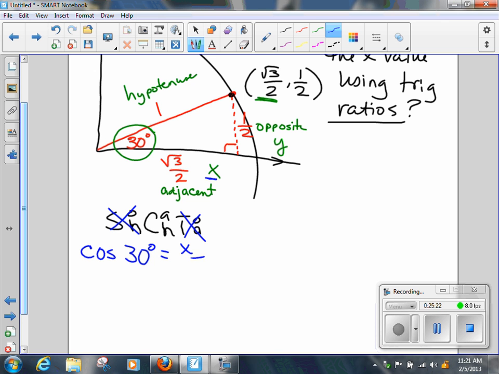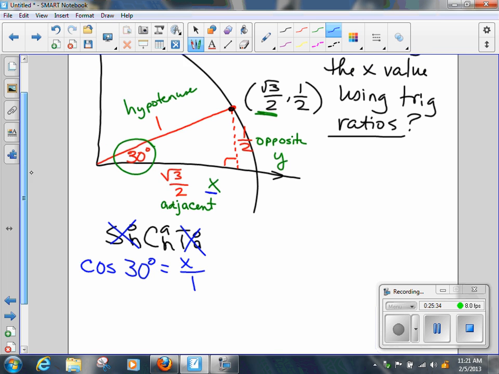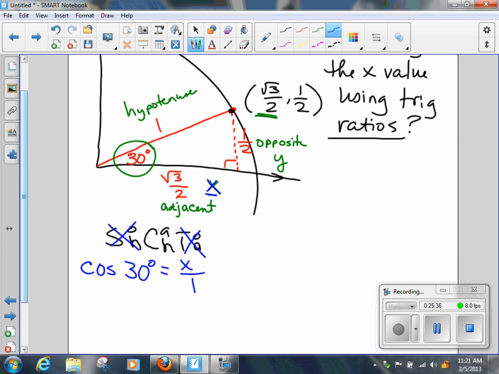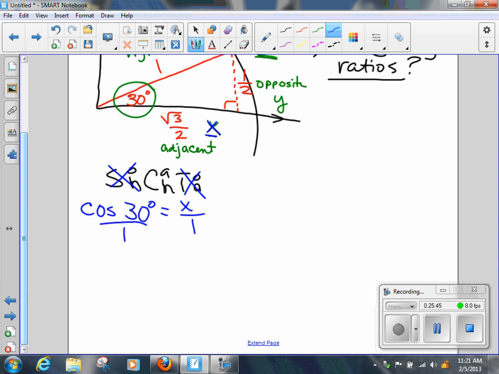Over the hypotenuse, 1. Okay? I want you to look at that. Because if I'm trying to find my x value here, is it my horizontal distance, my x value? Okay? Now, watch. If I solve this as a proportion, folks, it's going to give me x is equal to the cosine of my 30-degree angle.